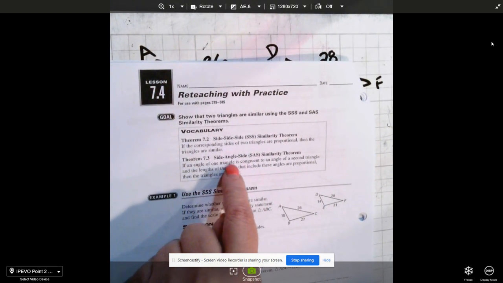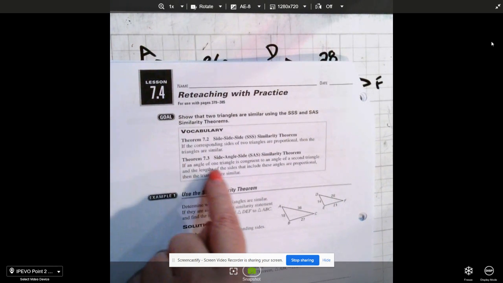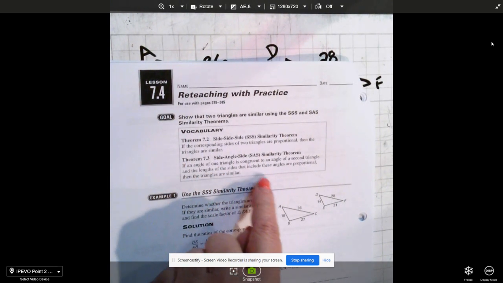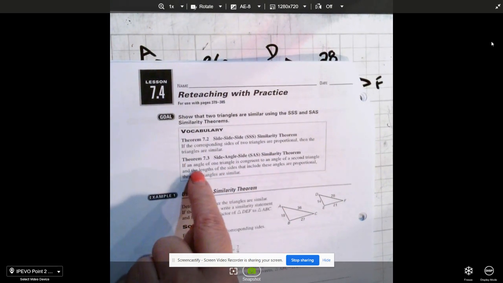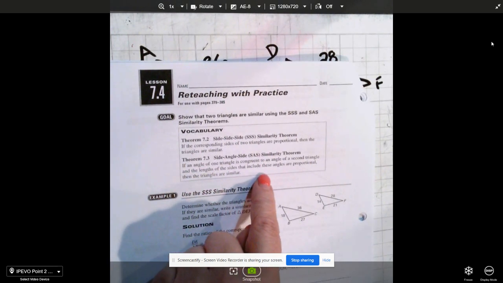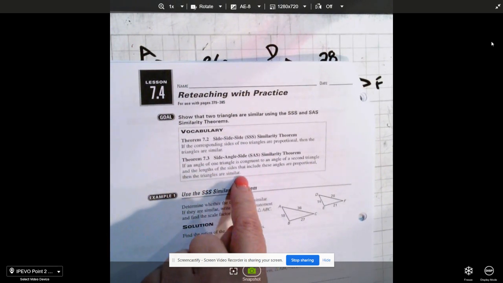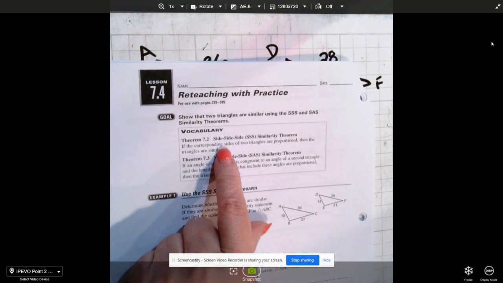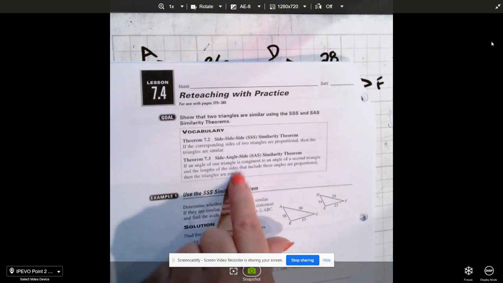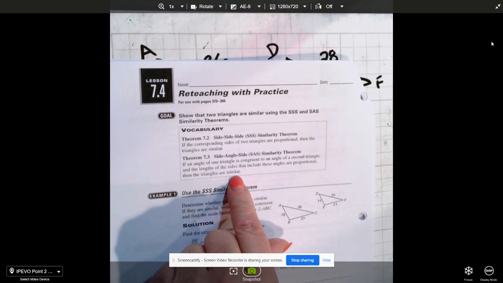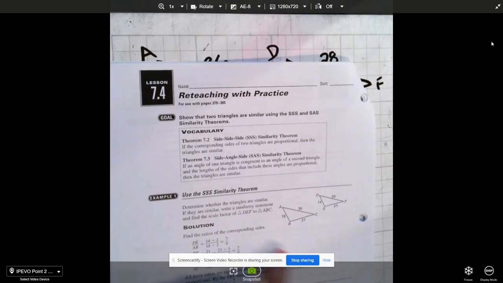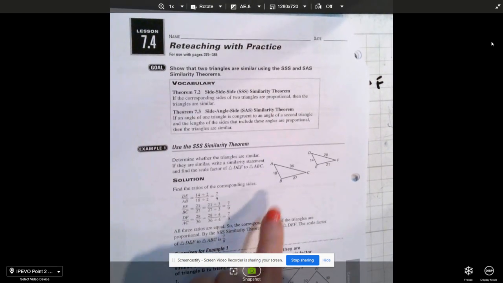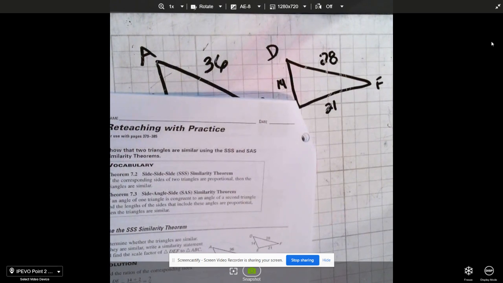And the next one is side angle side, which says if an angle of one triangle is congruent to an angle of a second triangle, and the sides in between those angles are proportional, then the triangles are similar. In this video, we're just going to talk about side, side, side, and then I'll make a second video talking about side, angle, side. So I'm going to go through this example right here, and I've redrawn these two triangles.